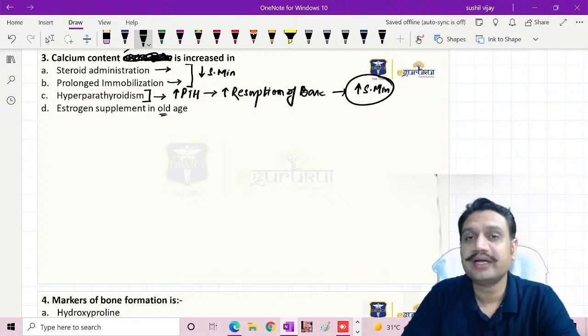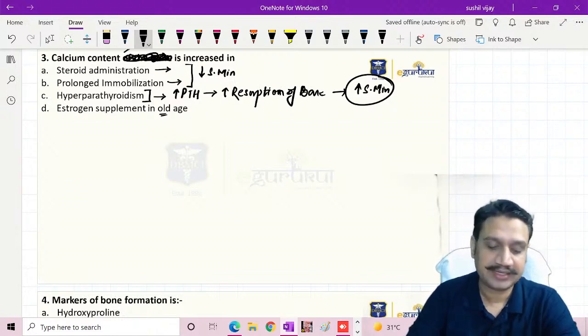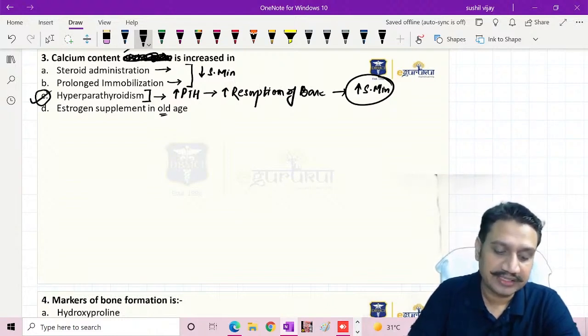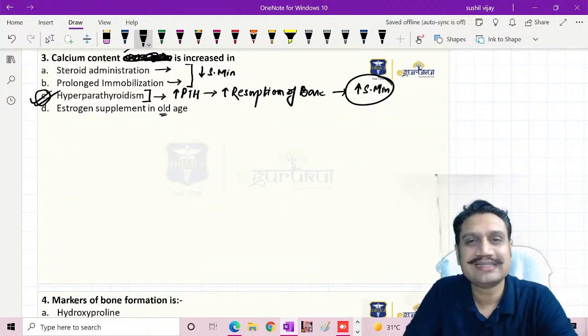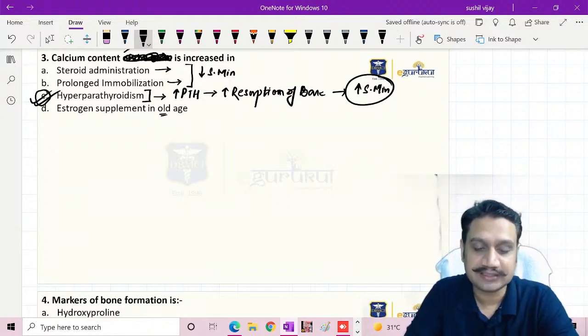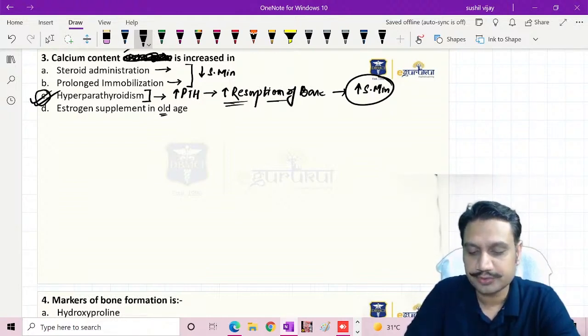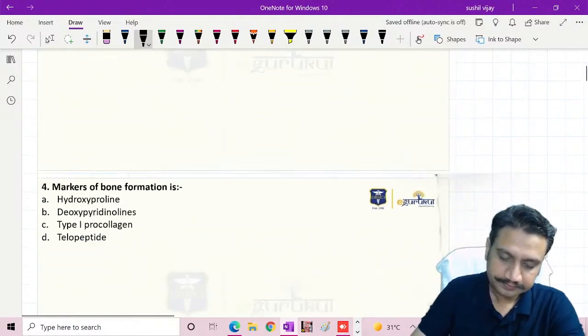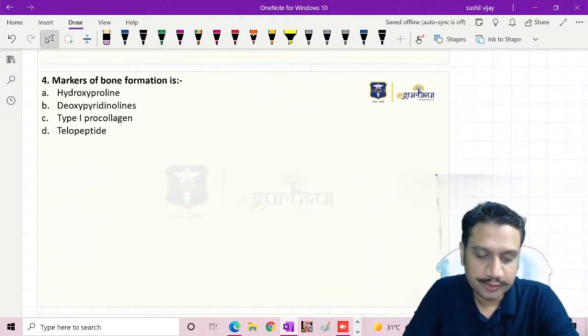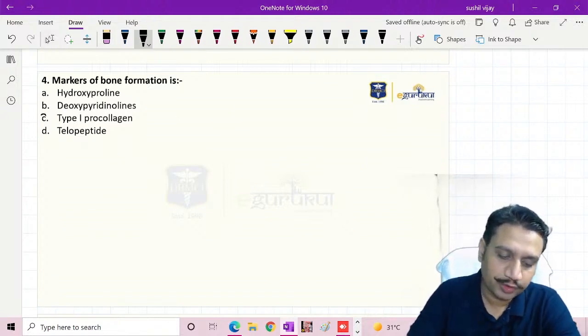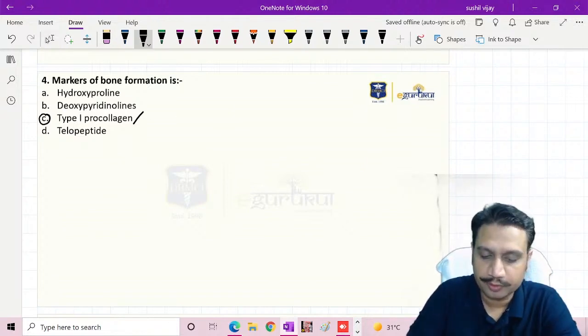Estrogen supplement in old age will only cover up the deficiency. It cannot produce an excess of the calcium, right? So hyperparathyroidism is the one condition. This is a simple question. You can easily apply some logic and answer it, right? So it is increased resorption of the bone. Okay, this one I have already told you. Marker of bone formation: there are two important markers of bone formation, type 1 procollagen and the alkaline phosphatase.